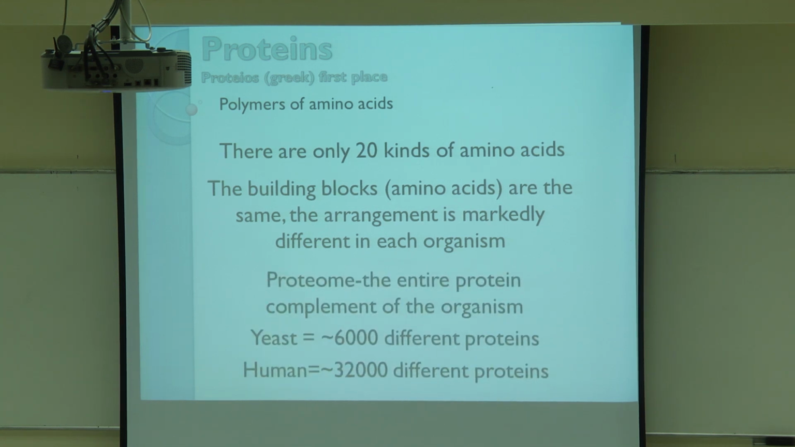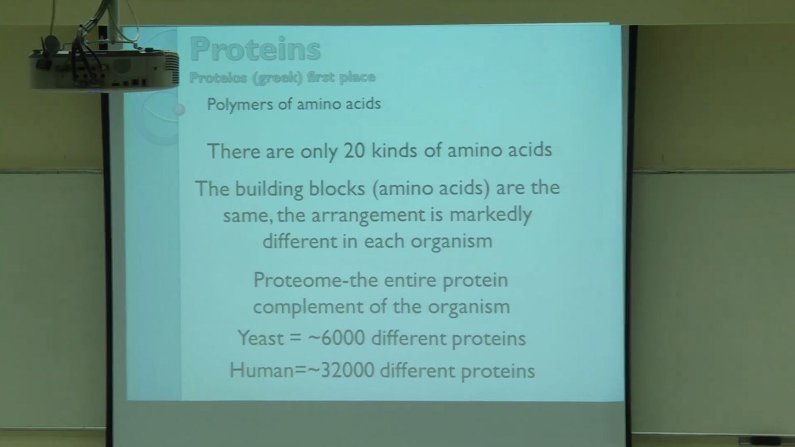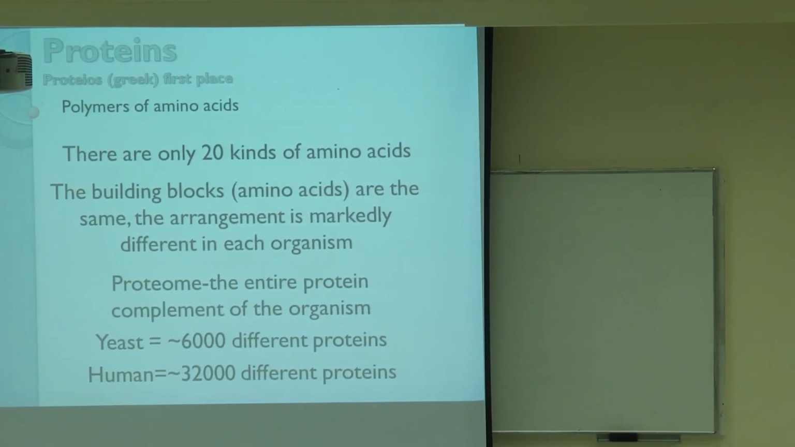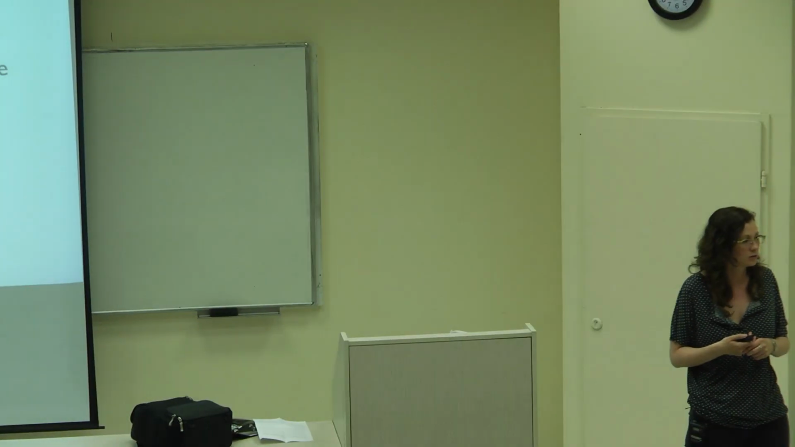Okay, and we have many, many different proteins. The human has about 30,000 different proteins, but we have fewer genes than that. We have about 10,000 genes, but 30,000 proteins. So what does it mean if we have more proteins than genes? Think about it.